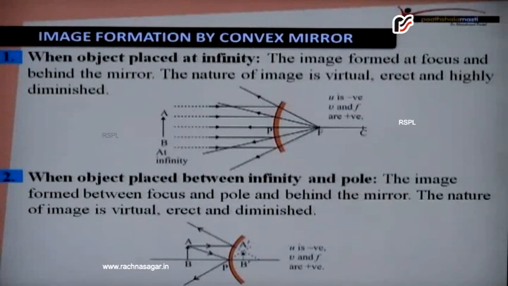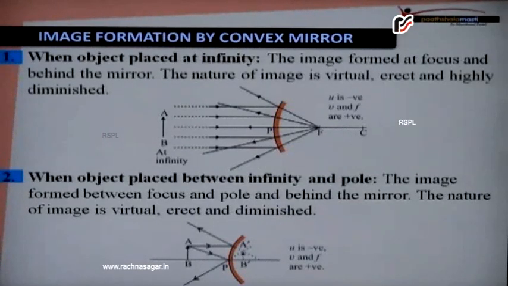Image formation by a convex mirror. In the case of a convex mirror, because it is a diverging mirror, the image is formed behind the mirror. So in the case of a convex mirror, the image formed is always virtual in nature. Case 1, when the object is placed at infinity. The object is placed at infinity, and rays come parallel to the principal axis. After reflection, the rays meet at the focus of the mirror, that is, behind the mirror.